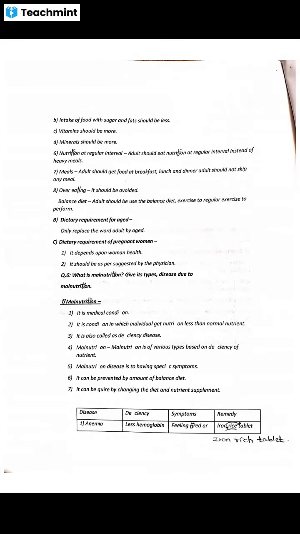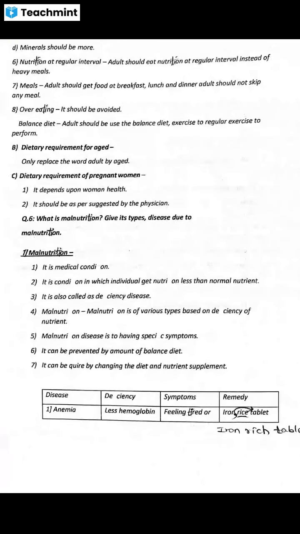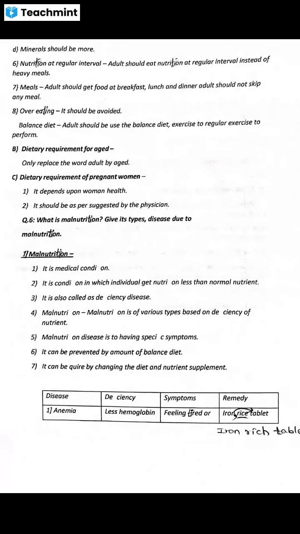Okay, so some diseases are there, like disease anemia. So anemia means less hemoglobin. क्यों हो रही है वो? Correct the word here. It is wrong. Means disease, then deficiency, then symptoms and remedy. So the disease is anemia and the deficiency is less hemoglobin.